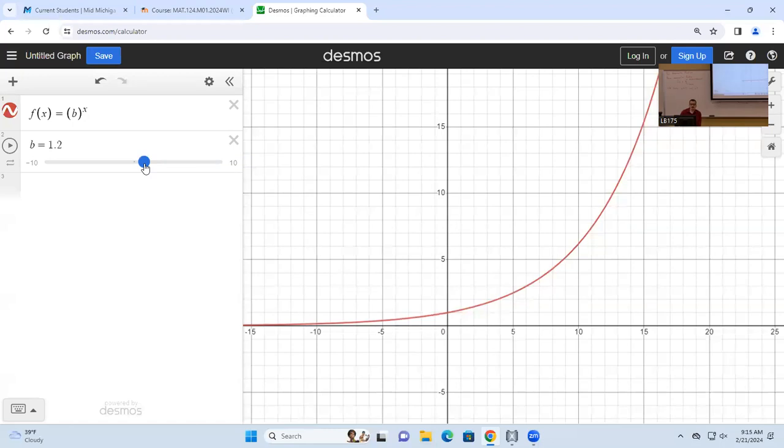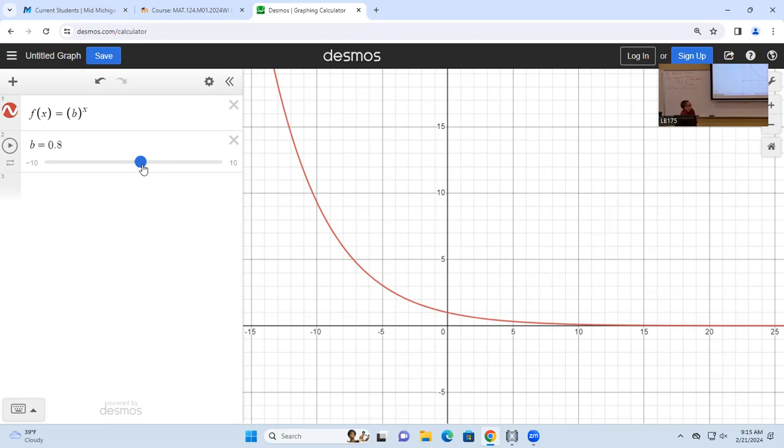Now, where we have the other shape is when our base is below 1, but bigger than 0, all right? So something like 0.8. With 0.8, on the left-hand side, we shoot off to infinity, and on the right-hand side, we approach y equals 0, the x-axis.